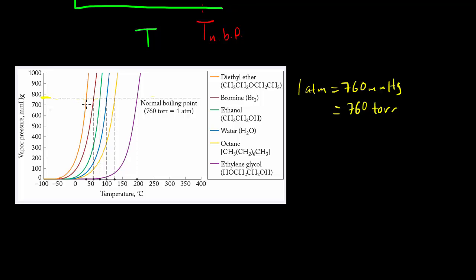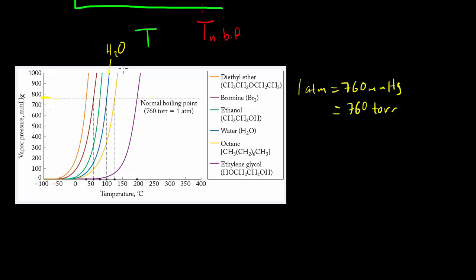So all of these vertical lines that go down indicate the normal boiling points of these different substances. We've got some different substances here. The orange line is diethyl ether, then we've got bromine, then we've got ethanol. The blue line is our friend water, so we'll highlight that one because that's an important one.